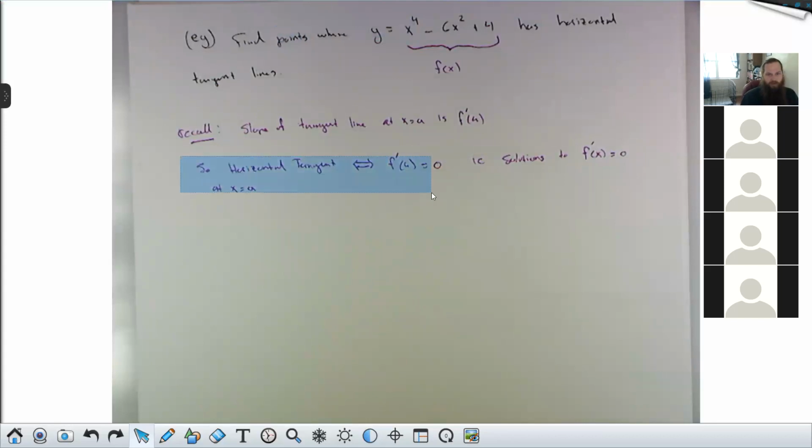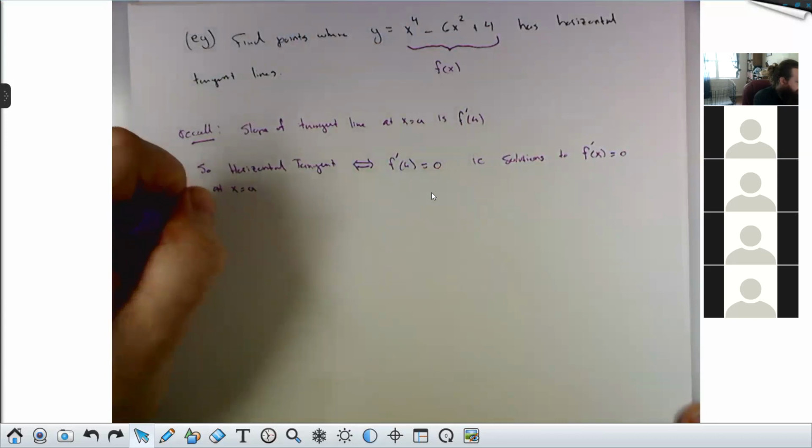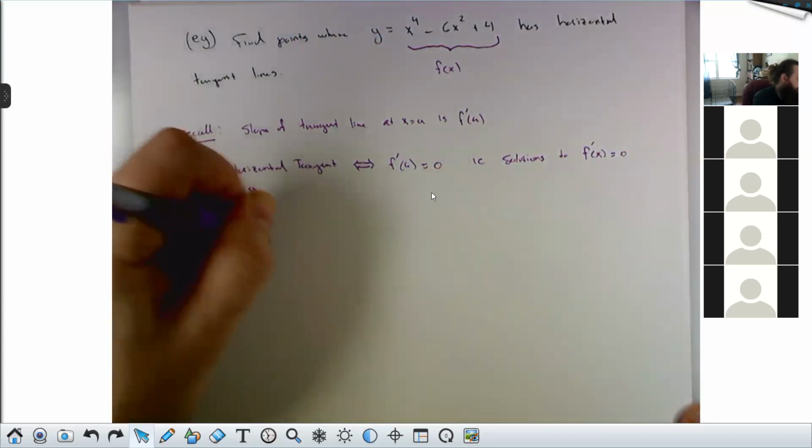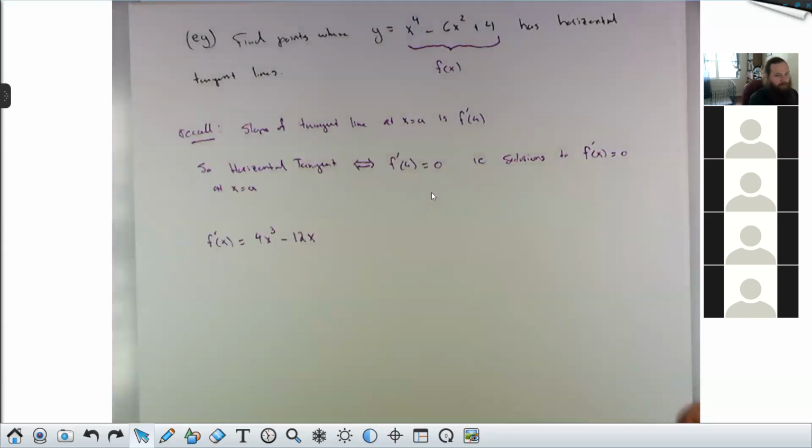So precisely like being said, horizontal tangents, set the derivative to 0. That's what we're looking for. I think it's 4x cubed minus 12x is equal to 0. Solve for x, and then put the x in the original equation, get the y.